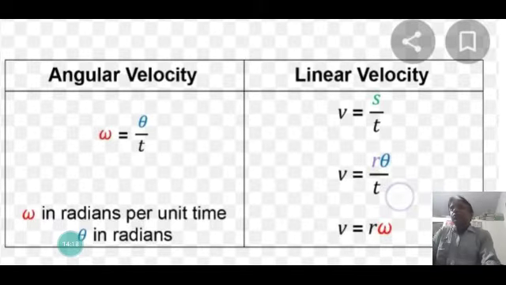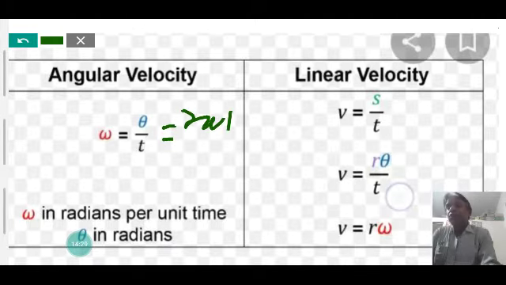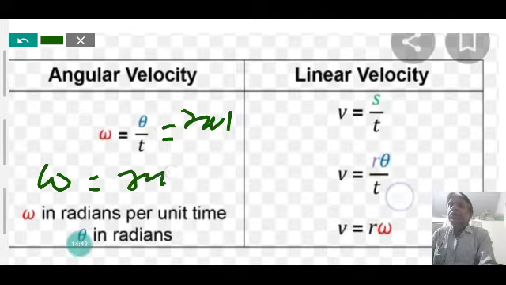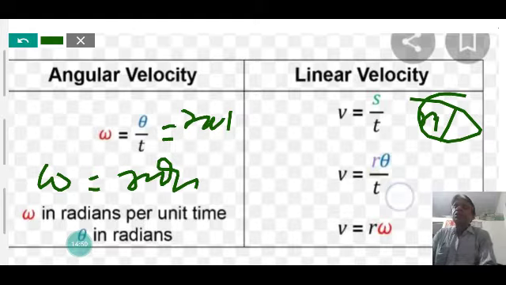Now, if the angle theta is measured in radians, the unit of angular velocity will be radian per second. So the unit of angular velocity omega is radian per second, but the unit of linear velocity is meter per second. Radian per second is the SI unit of angular velocity, and meter per second is the unit of linear velocity.